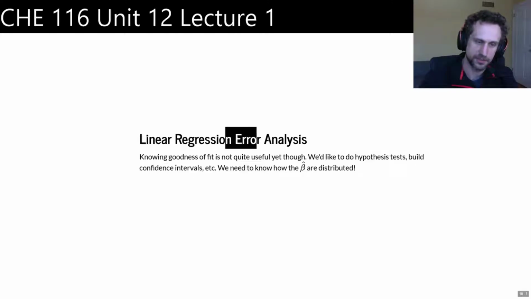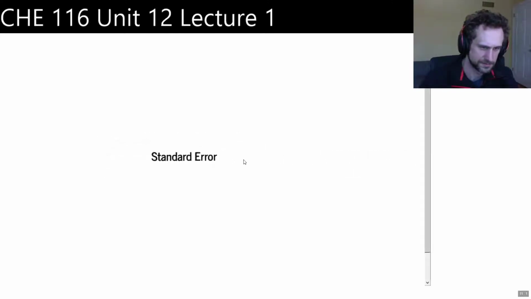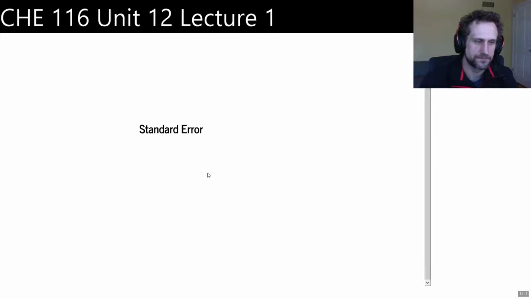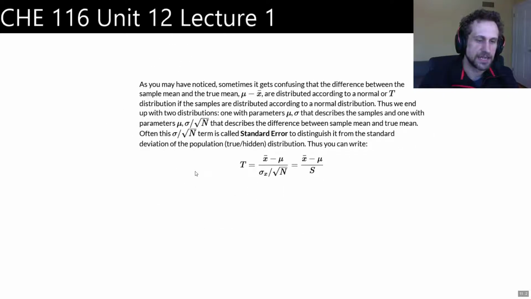All right, but now we're going to go a little bit deeper. Now we're going to do a little bit of uncertainty analysis or error analysis. So we're going to try to do hypothesis tests and confidence intervals. And confidence intervals and hypothesis tests require you to have a standard error. So let's go ahead and get standard error.